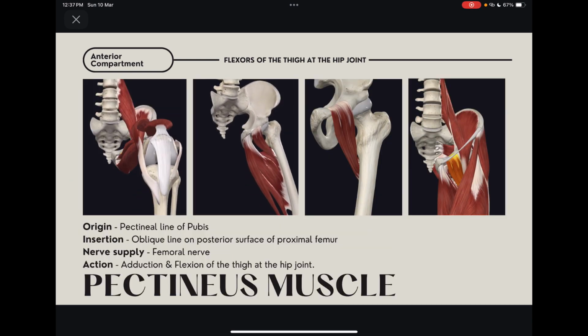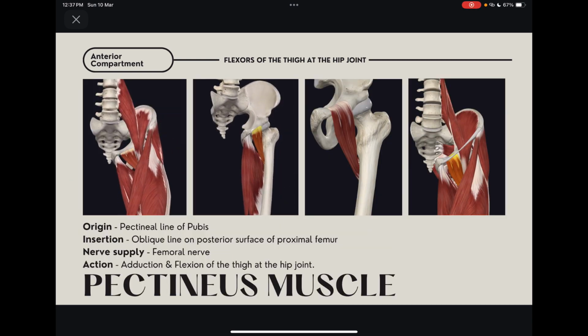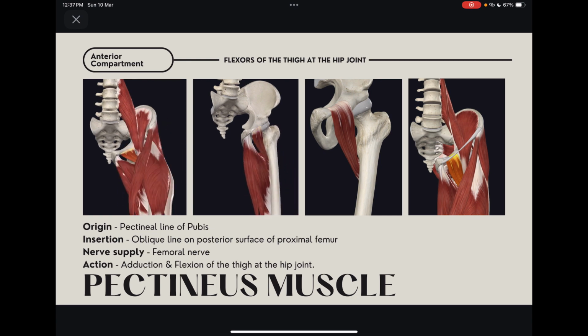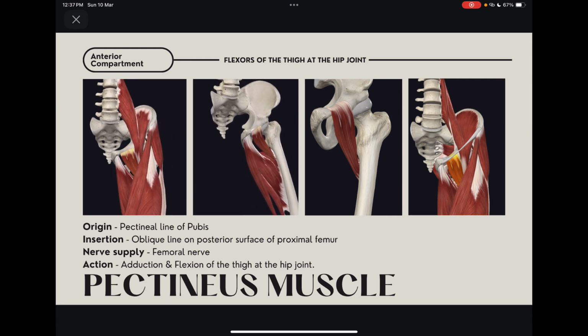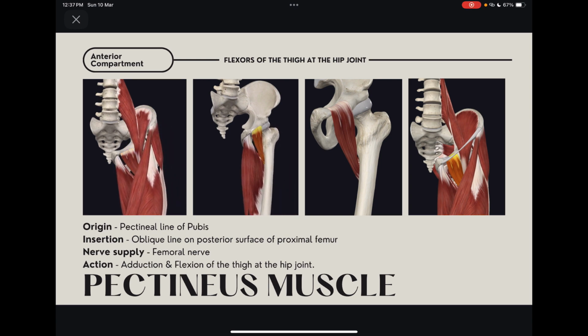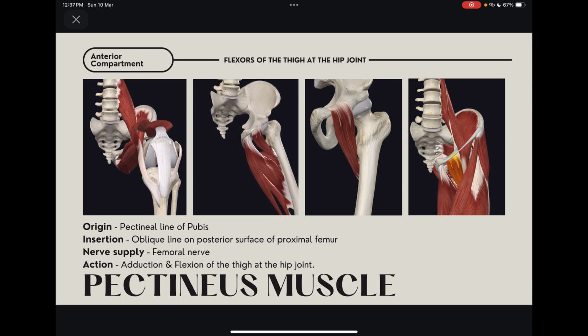The last flexor of the thigh region, or flexor of the hip joint, is the pectineus muscle. The pectineus muscle is going to come from the pectineal line, inserting into the posterior aspect of the femur, supplied by the femoral nerve. And while it does flex the hip joint, it can also adduct the hip joint.